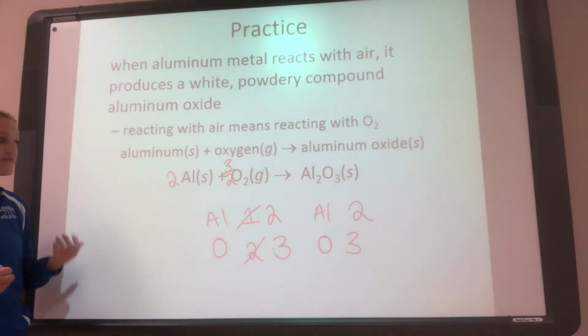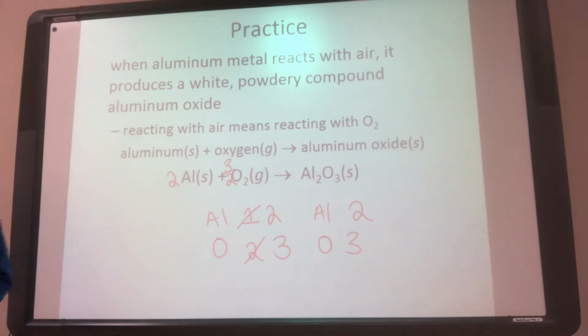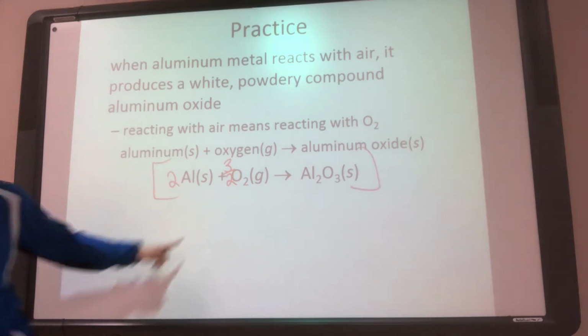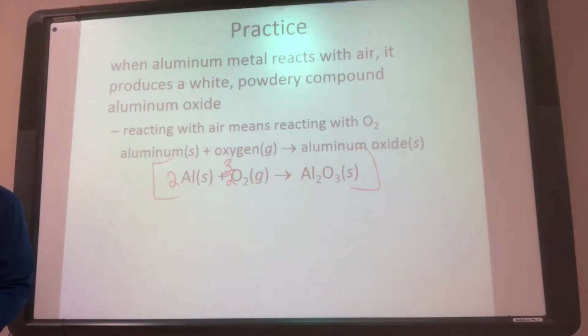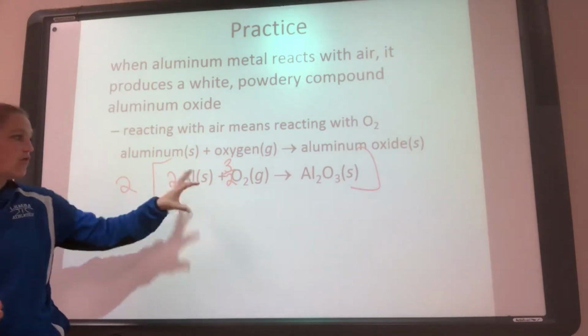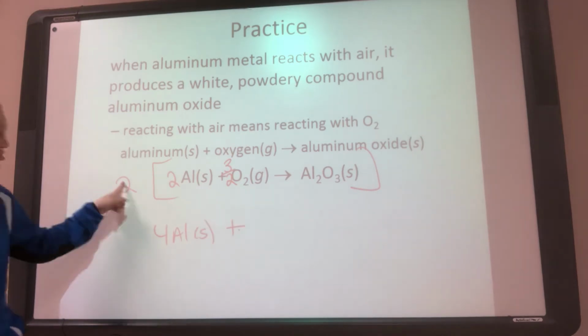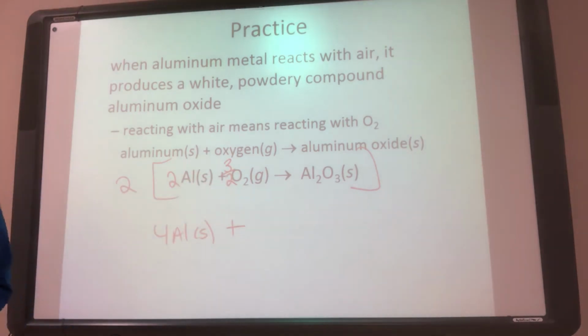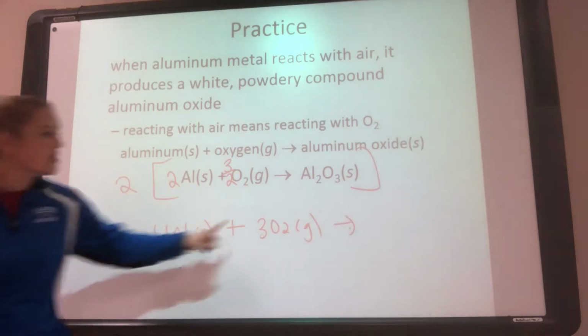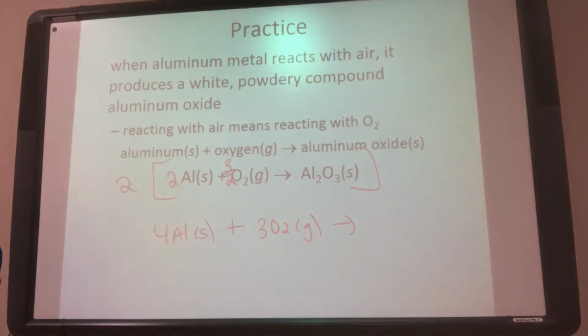But I can't leave it as a fraction. So I need to get rid of the fraction. I'm going to multiply the whole thing by whatever the denominator is. That's a 2. So 2 times the whole thing. 2 times 2 is 4. 2 times 3 halves is just 3. 2 times 1 is 2.